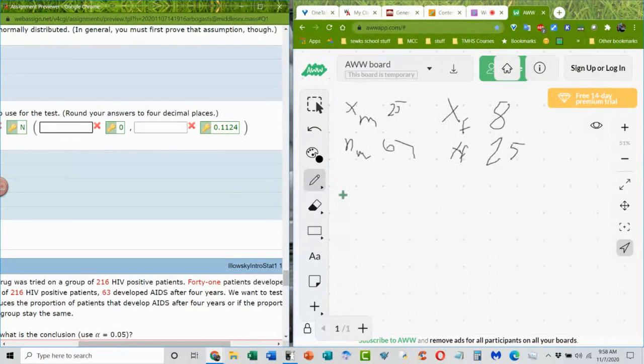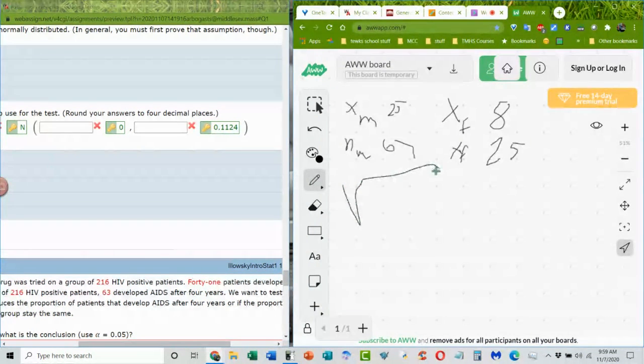Remember when we had proportions for the z test last week, it was the square root of p times q over n. Well, we now have two of them, so we can't use this. We have to make it bigger. It's still going to be a square root, but we have to figure out the p's for everything and put these pieces together.